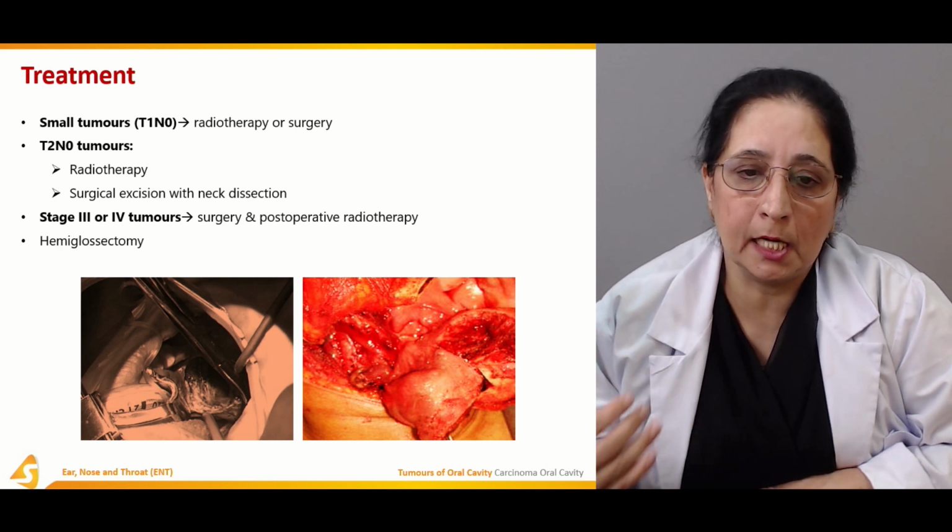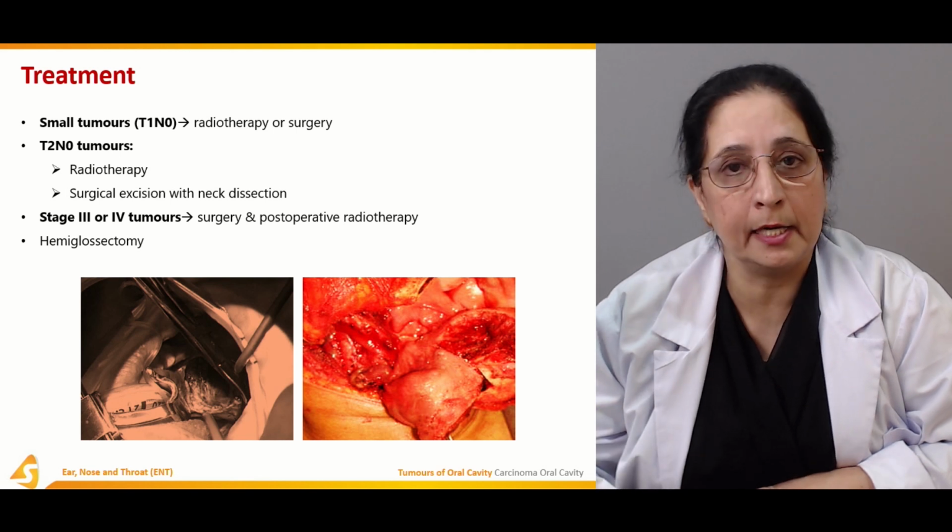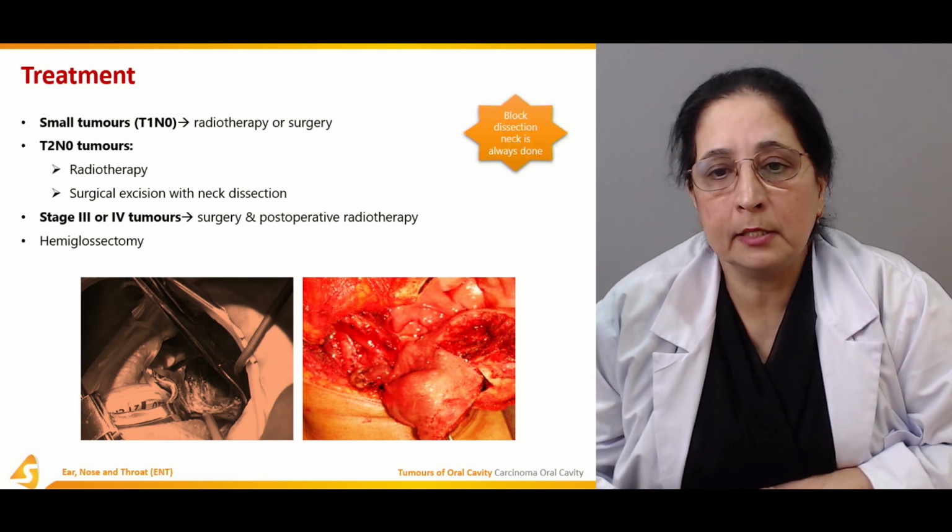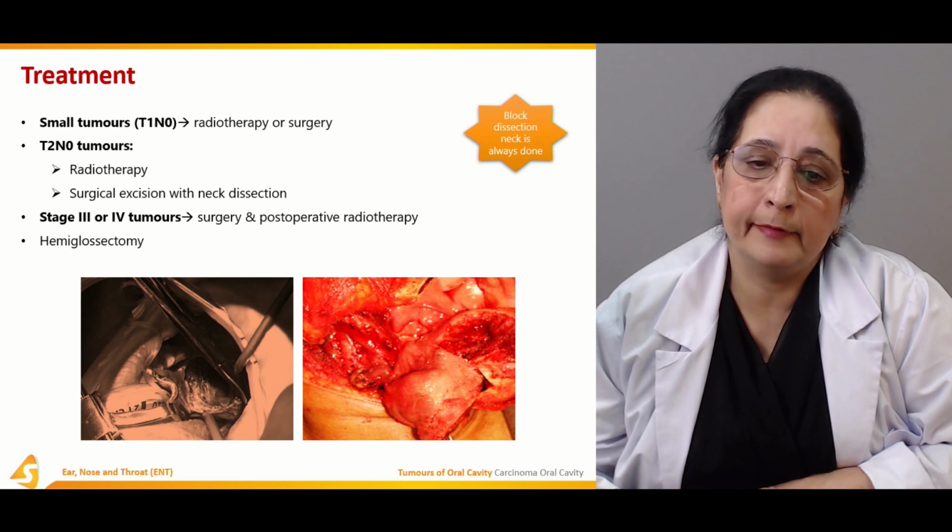Haemangioma: half of the tongue is removed if it's on one side and it's affected. Block dissection of the neck is always done.